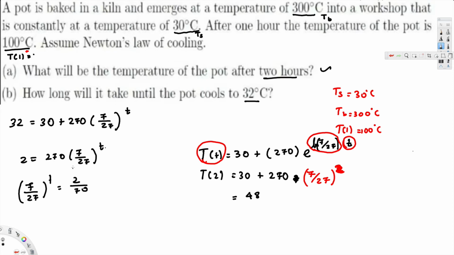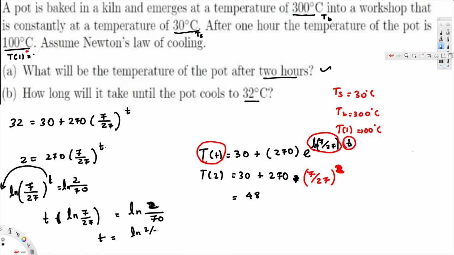Now to bring this t to the front, again we have to take ln both sides. If we take ln both sides, we can move this one to the front. So in that way we will get t times ln of 7 over 27 is equal to ln of 2 over 270. Therefore t is equal to ln of 2 over 270 divided by ln of 7 over 27. And if you calculate this one, you will end up with 3.6 hours.